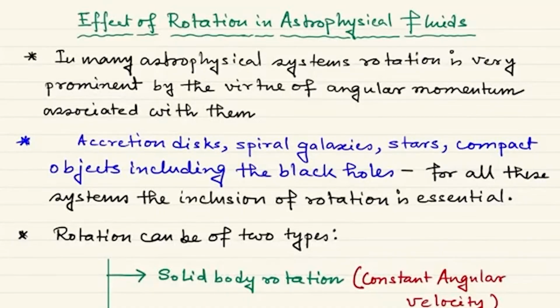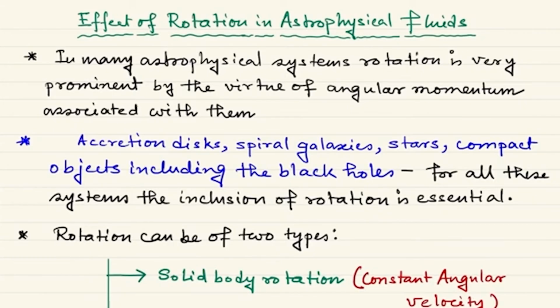As promised, in this session we will start discussing a new topic, that is the effect of rotation in astrophysical systems. In many astrophysical systems, rotation is very important because, first of all, it is a prominent effect which can be seen by direct observations. For example, for the Sun you can see images which give you evidence of rotation.